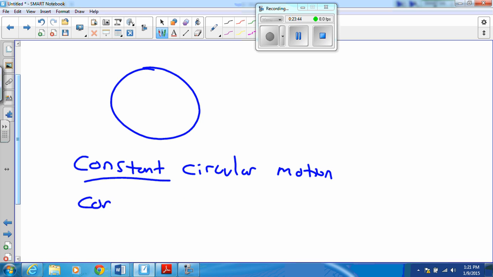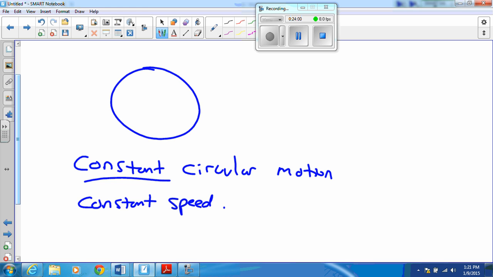Constant circular motion means constant speed, which is not velocity. Now, why is it constant speed but not constant velocity? Because it changes direction. That's exactly it.